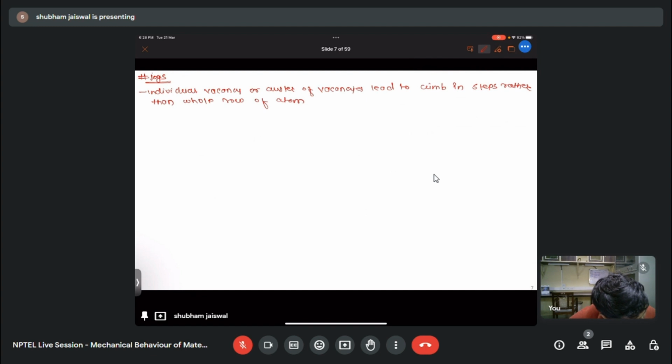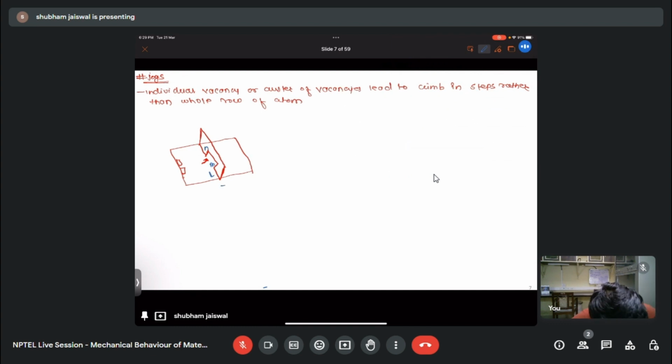So let's say this is my plane, and here I have a dislocation which is climbing, and here some vacancies are there, or a cluster of vacancies. So what will it do? It will try to climb up by forming a small step. Let's say this is my section L, this is M, and this is N, and this is the direction of my Burgers vector B.